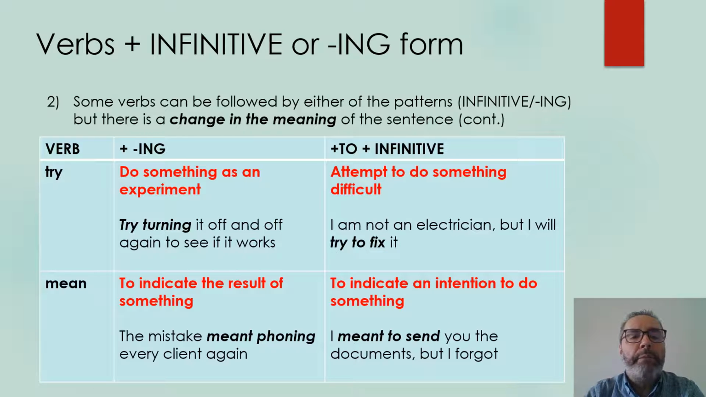Finally, we have the verb mean, followed by ing. It indicates the result of something. The mistake meant phoning every client again. Whereas when followed by to plus infinitive, it indicates an intention to do something. As in the example, I meant to send you the documents, but I forgot.